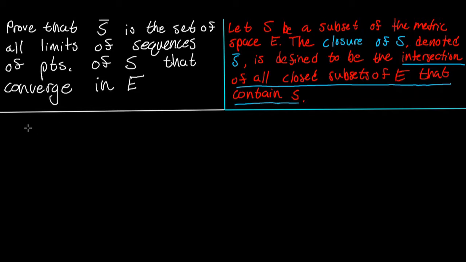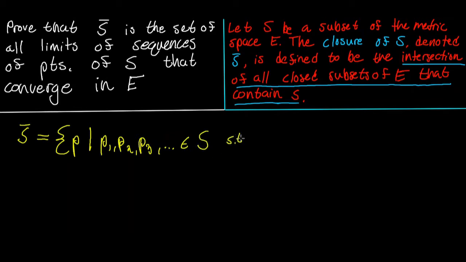So we want to show that the closure of S is equal to the following set. All points P such that P1, P2, P3, and so on is a sequence in the set S such that the limit of this sequence is equal to P. So that's the same as saying the set of all limits of sequences of points of S that converge in the metric space E. So we want to show this set equality.